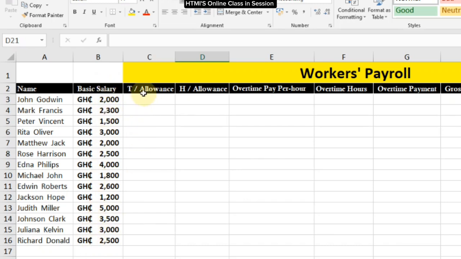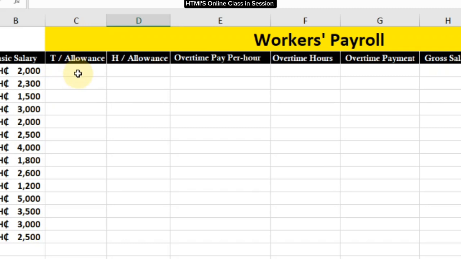So now we are going to calculate the transport allowance. We'll be using the percentage to do that. I just showed you how to get the percentage of any figure or value, so we will use that method now to calculate the percentage for the transport allowance and the housing allowance. Here we have the overtime pay per hour, overtime hours, then overtime payments.